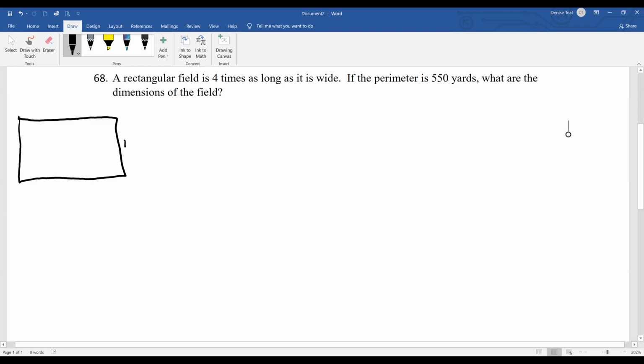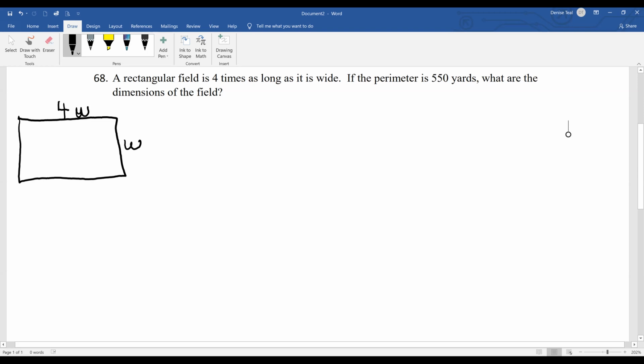So we'll just say your width is W. 4 times as long is going to be what? 4x, or 4W. Yes, 4x or 4W. 4 times as long, and that's going to be important.